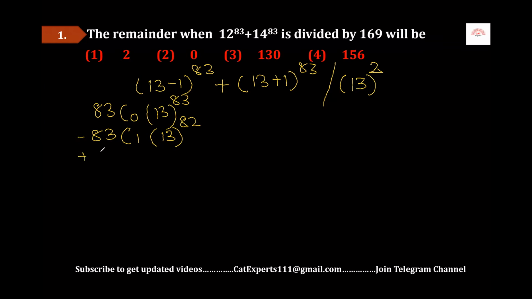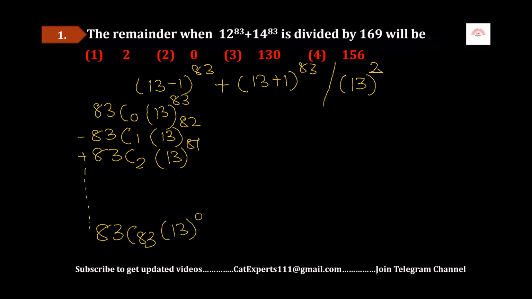Next term will become 83C2, 13 power 81. Let me write the last term, 83C83 and 13 power 0. Right, students? But the question is, will the last term have a minus sign or plus sign? Let's see. As I told you, if the power of the binomial expansion is n, it should have n plus 1 number of terms. So in our question, power is 83. Number of terms should be 84.